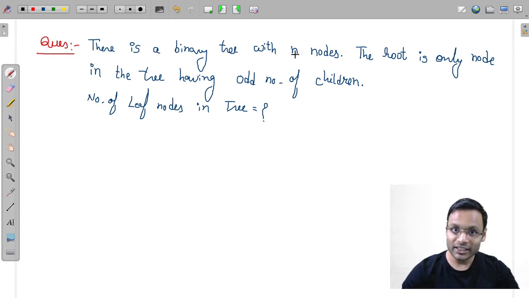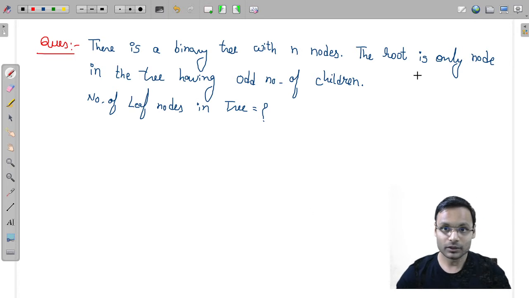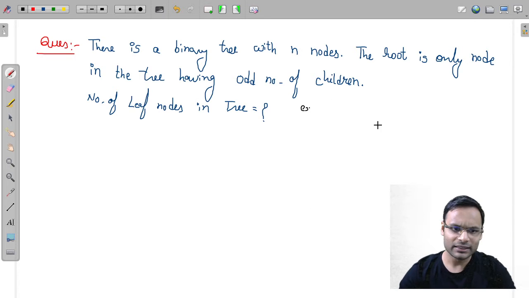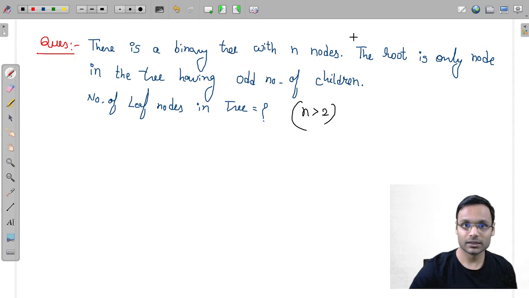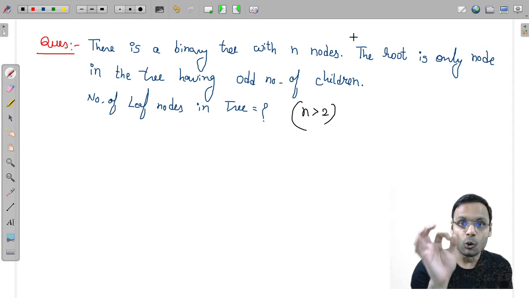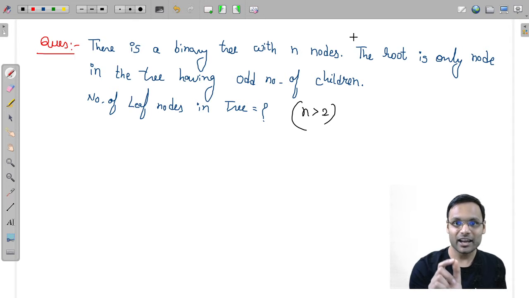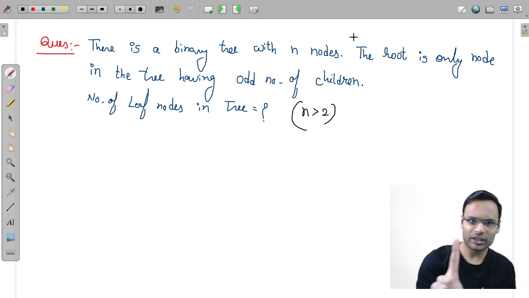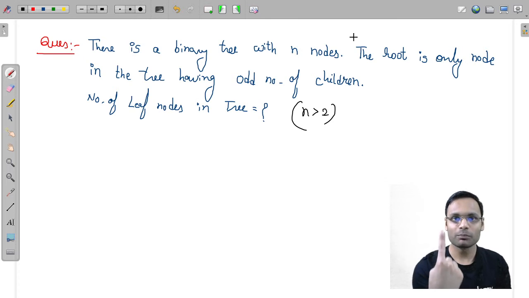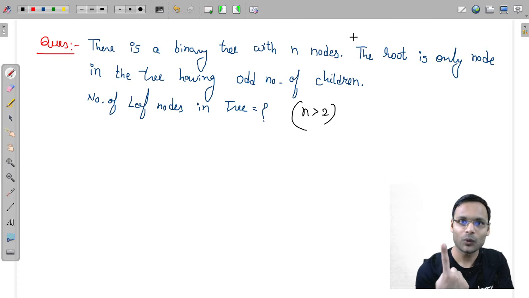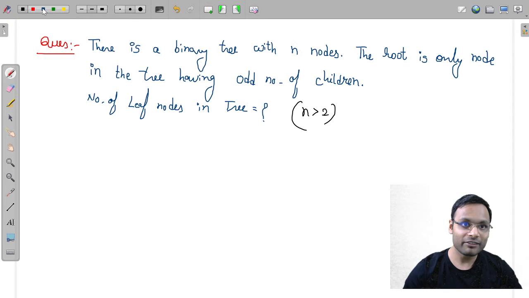So there is a binary tree with n nodes. The root is the only node in the tree having an odd number of children. Odd number of children means 1. Let's say, for example, given n is greater than 2, you have more than 2 nodes, it means only the root has a single child. Odd number of children means 1 child. In a binary tree, odd number of children means 1. Even means either 0 or 2. So take an example like this.